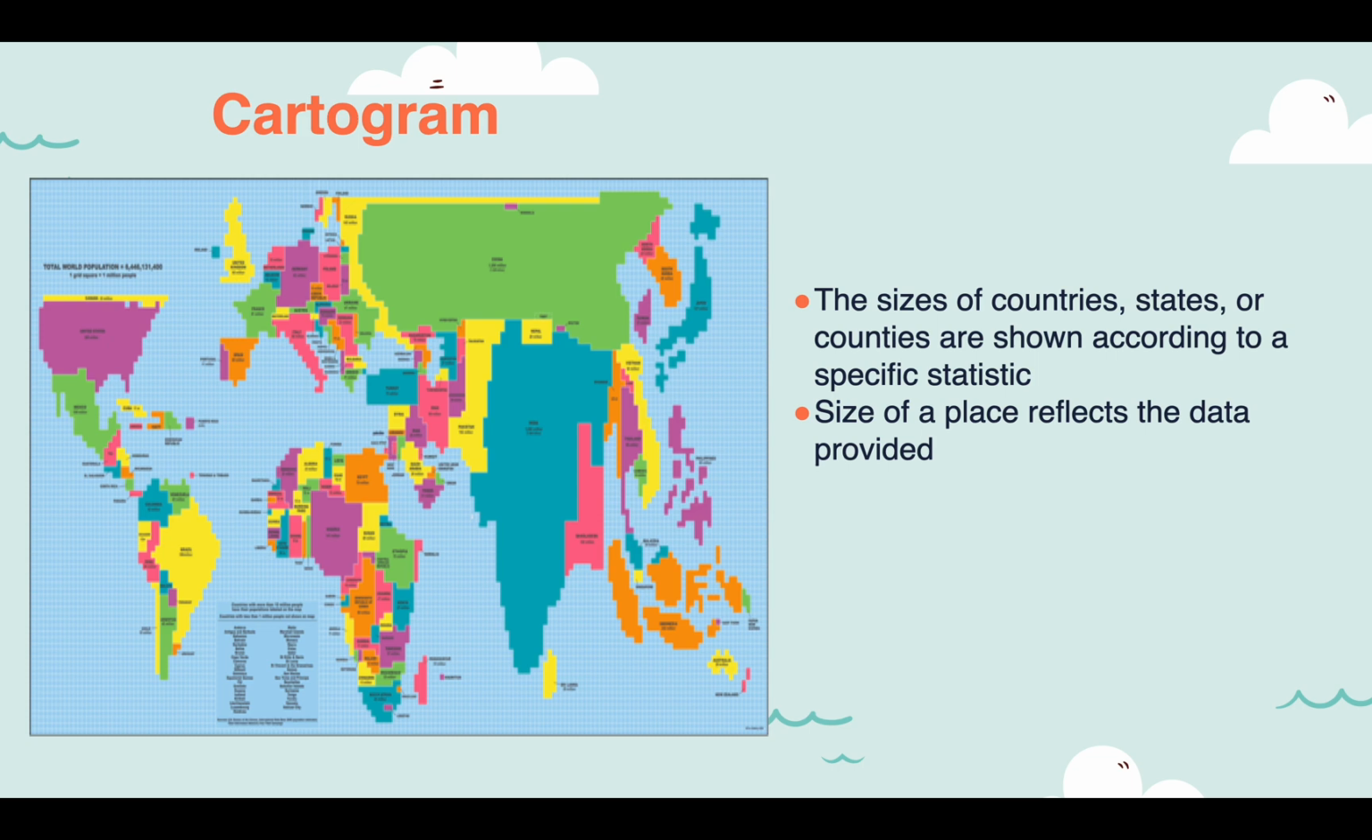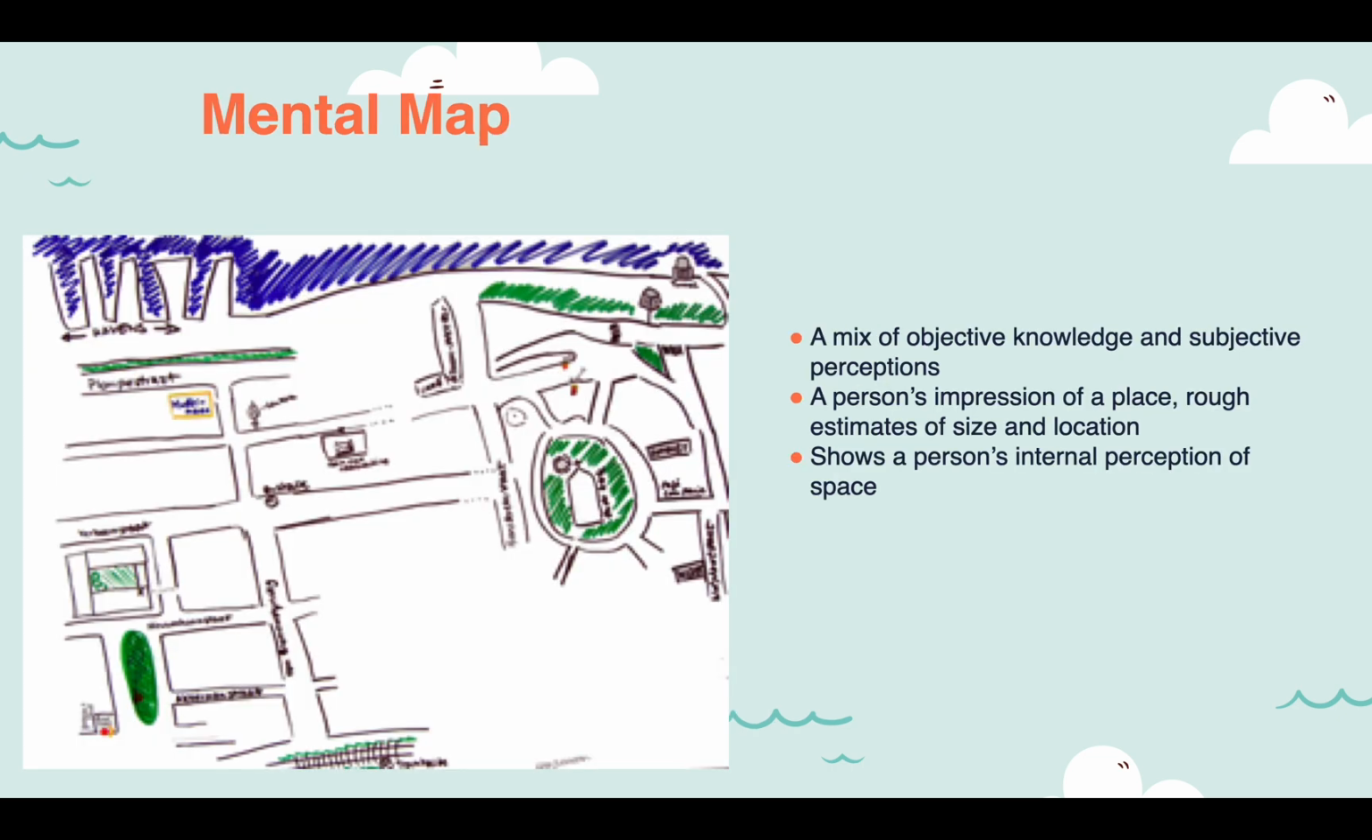Cartograms are also not so common. The size of countries, states, or counties on the map are shown according to a specific statistic. The size of a place reflects the data provided. An important one that I think to include is mental maps. They are a mix of objective knowledge and subjective perceptions. A person's impression of a place, rough estimates of size and location. They show a person's internal perception of space.